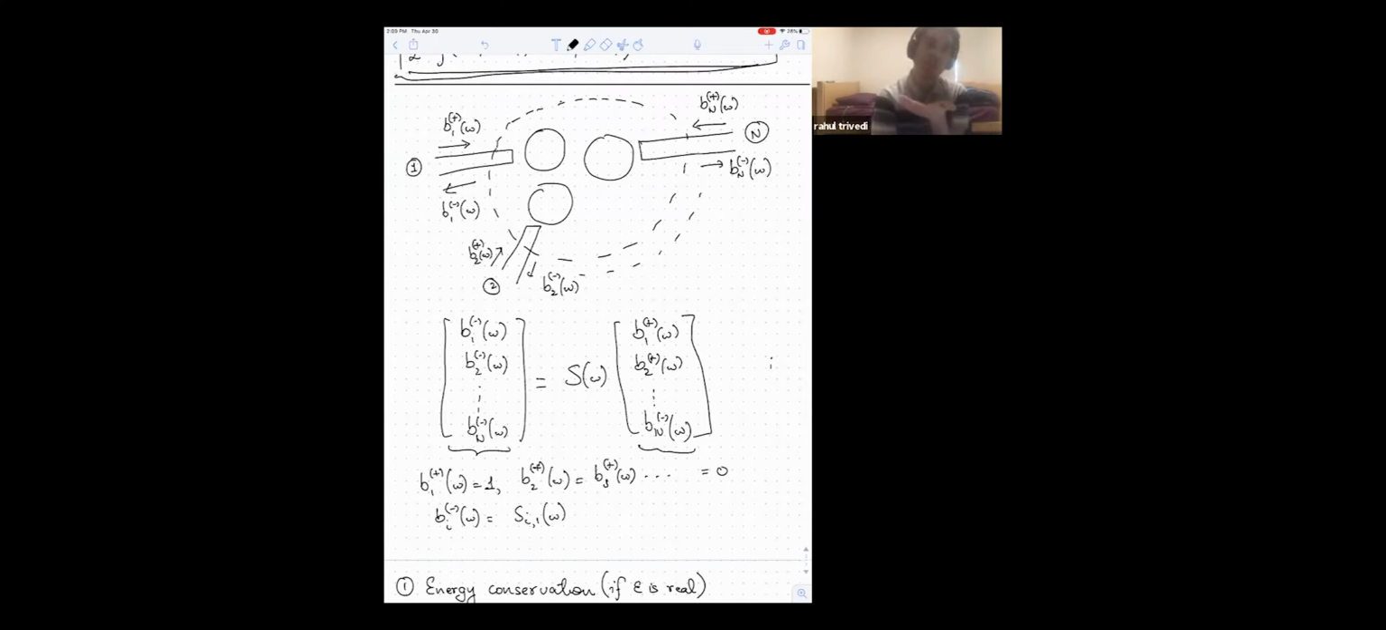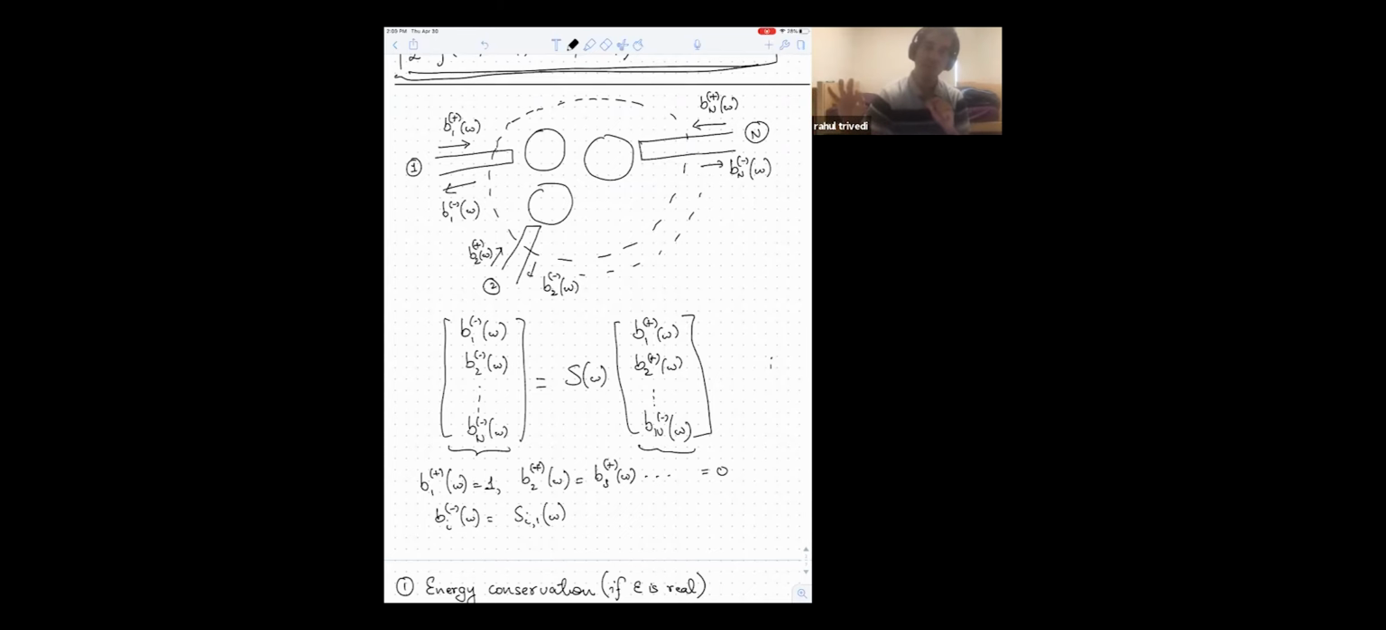Because this is a time invariant system, I can think of the scattering matrix as just relating frequency omega to frequency omega, right? So time invariant system means that a Fourier transform description exists. So for a time invariant system, if I send in frequency omega in a linear system, I will get out frequency omega.